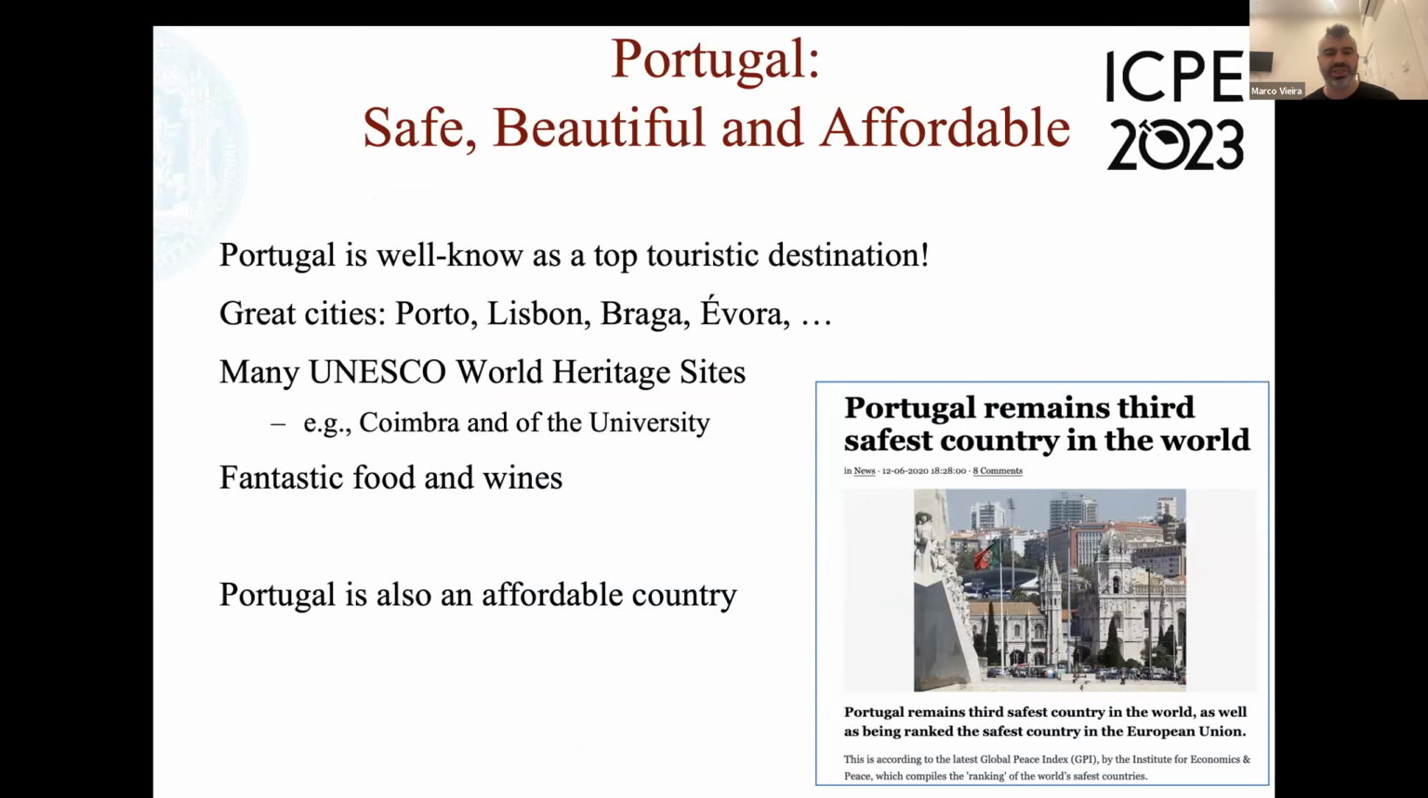So just to convince you to come to Coimbra, Portugal is very well known as a top touristic destination. There are great cities to visit: Porto, Lisbon, Braga, Évora, and so on. If you come to Portugal, you should consider staying a few more days to visit other places. There are plenty of UNESCO World Heritage sites. This includes downtown Coimbra and the University, which has been classified as a UNESCO site. There is fantastic food and fantastic wine, and I promise you that you will have fantastic food and fantastic wines at the conference. I promise this.